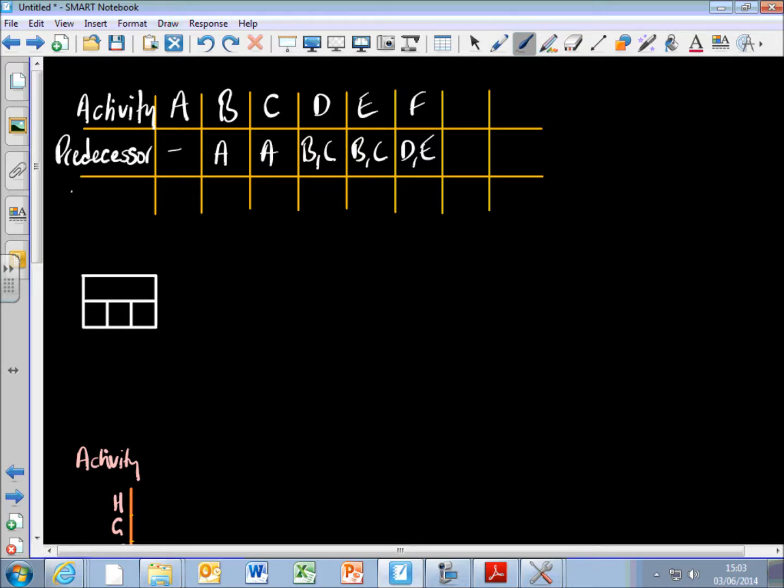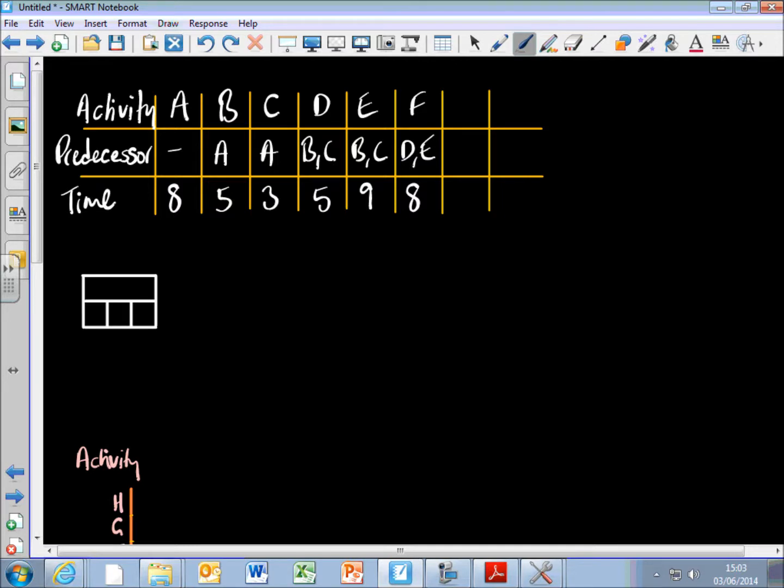And then the last row is going to be how long it takes to do each activity. So I'm going to say that activity A takes 8 days, activity B takes 5 days, activity C takes 3 days, D takes 5 days, E takes 9 days, and F takes 8 days. So I've got all the information I need there about all the activities, the order they need to be done in, and also how long they take to be done.